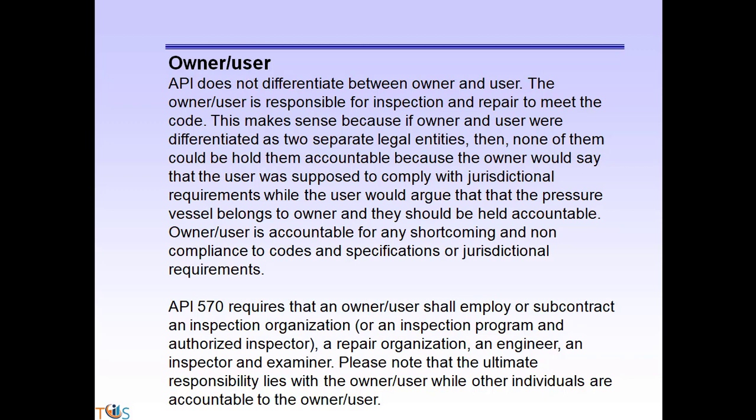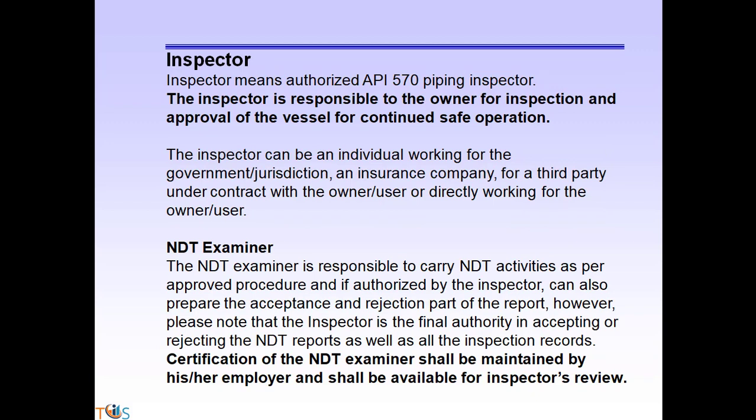API 570 requires that an owner user shall employ or subcontract an inspection organization or an inspection program, an authorized inspector, a repair organization, an engineer, an inspector, and an examiner. Please note that the ultimate responsibility lies with the owner user, while other individuals are accountable to the owner user. Inspector means API 570 piping inspector. So the inspector is responsible to the owner for inspection and approval of the vessel for continued safe operation. The inspector can be an individual working for the government, jurisdiction, or insurance company, for a third party under contract with the owner user, or directly for the owner user.